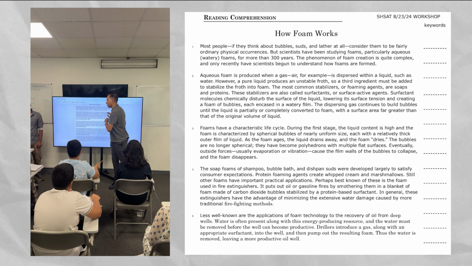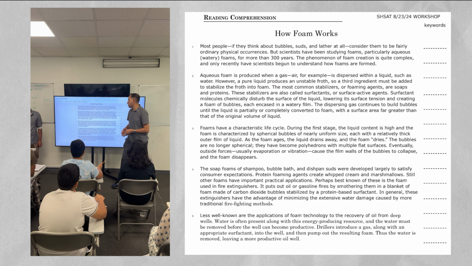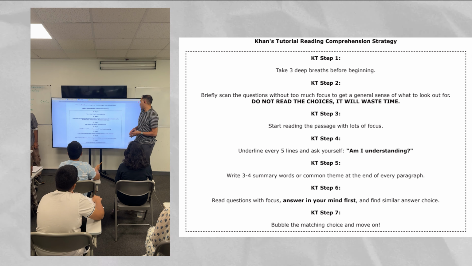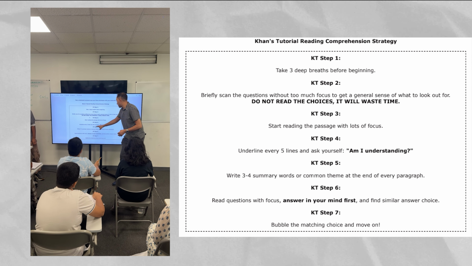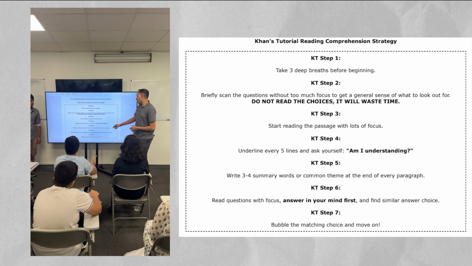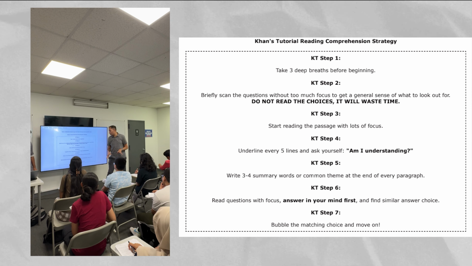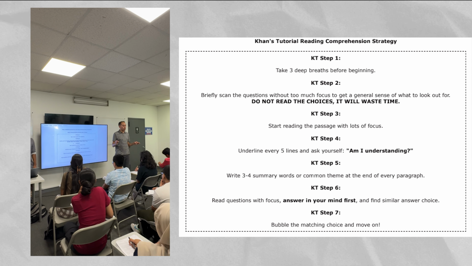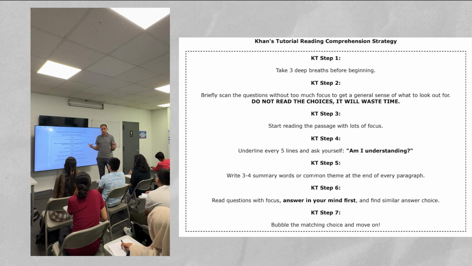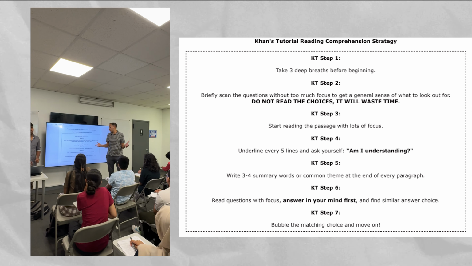At the end of every paragraph, let's go back to the strategies. Underline every 5 lines and ask yourself, am I understanding? Next up, write 3 to 4 summary words that are the common theme at the end of every single paragraph. What do we call that, everyone? Perfect. So let's go back.